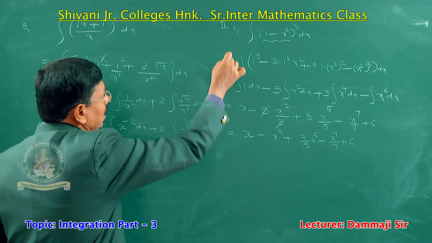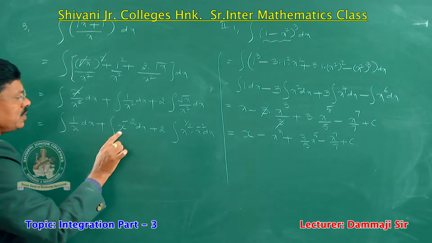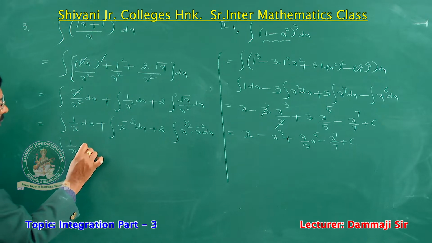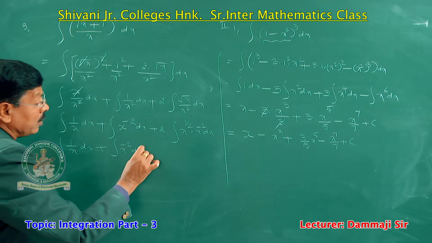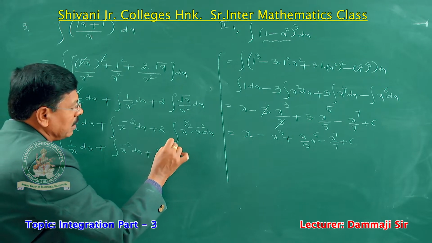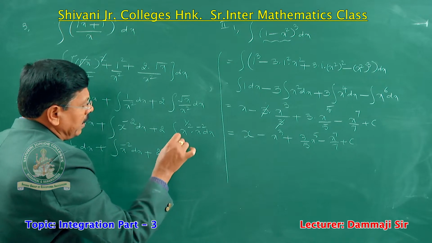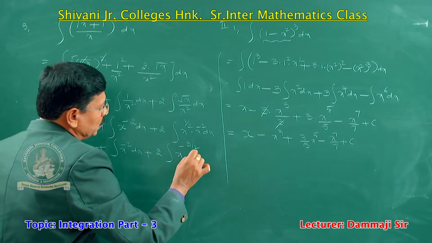x power minus 2. Okay. The first two terms we just keep as they are: integral of 1 by x dx plus integral of x power minus 2 dx. Only the third term can be simplified, so that third term is x power minus 3 by 2.